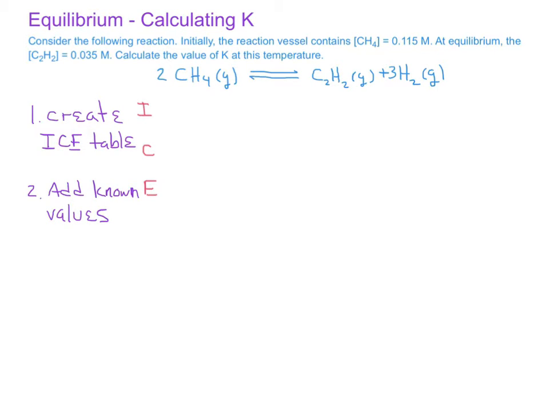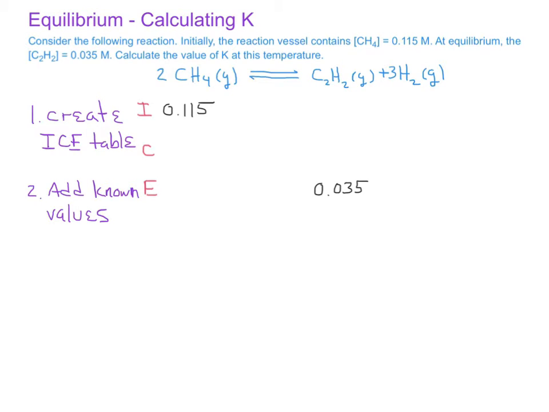Once we've created the ICE table, we can add the known values that are given to us in the problem to help us see where we're starting. In this case, we know the initial concentration of the methane, and we also know what the equilibrium concentration of the C2H2 is going to be. So let's fill those into the table in the appropriate places. So now we've put 0.115 in the initial row for the methane, and we've put 0.035 in the equilibrium row for the C2H2.